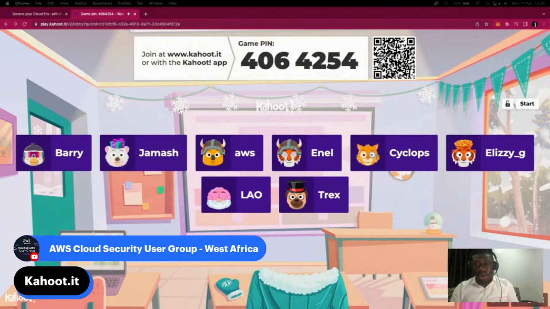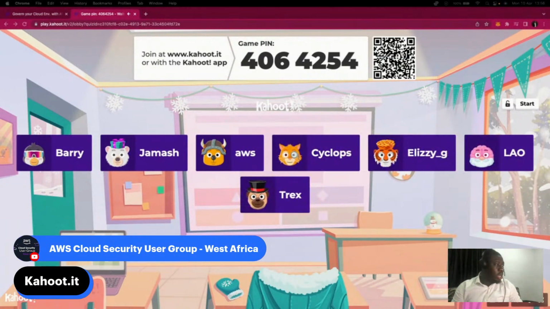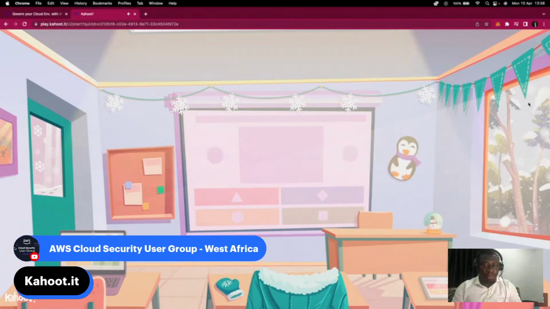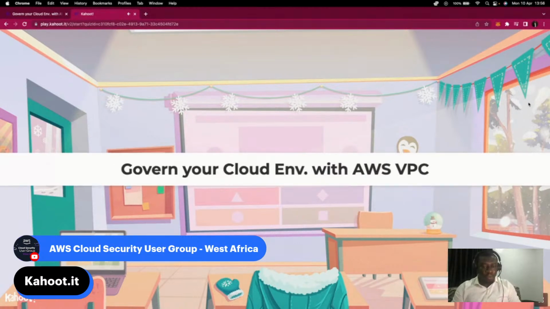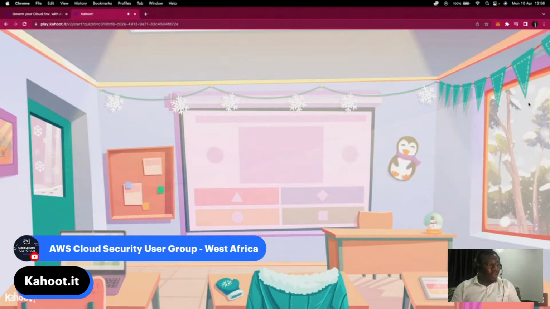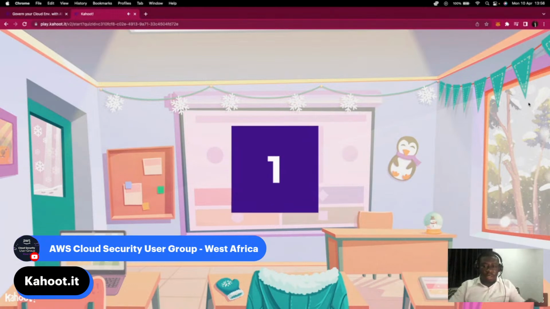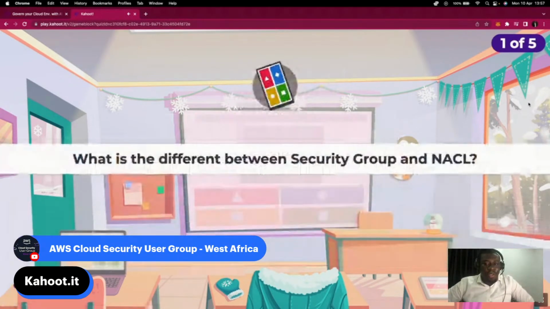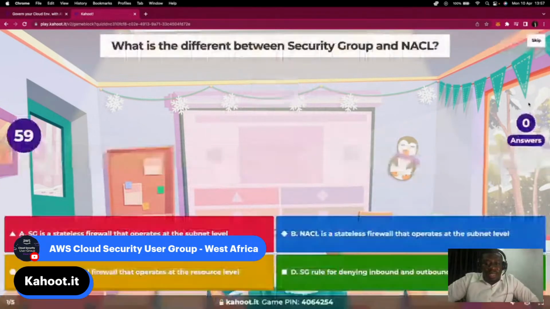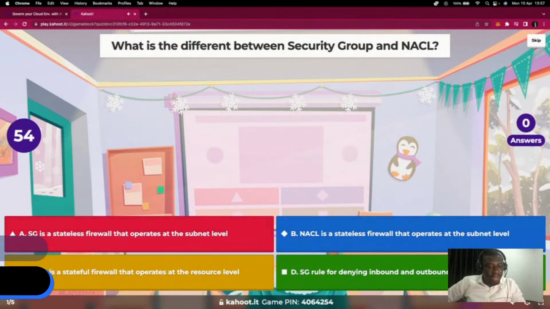All right, in order not to waste so much time, let's kick off with the quiz. I'll be starting right about now. Govern your cloud environment with AWS VPC. So the quiz has started. What is the difference between security group and NACL?